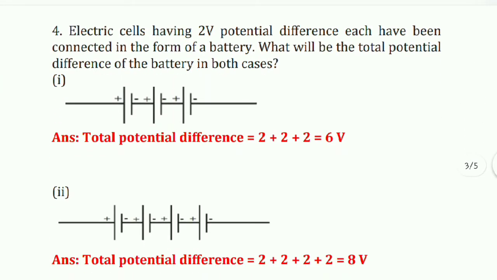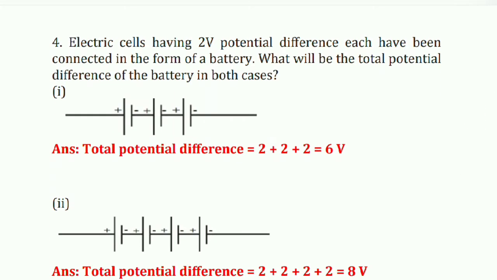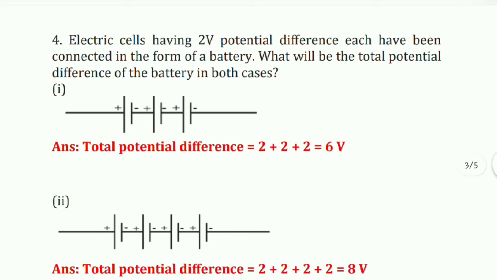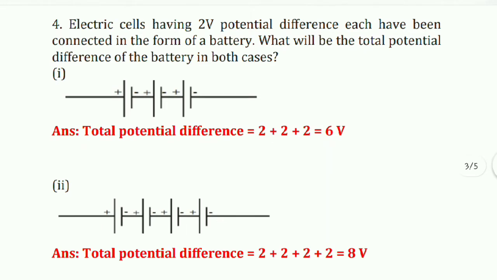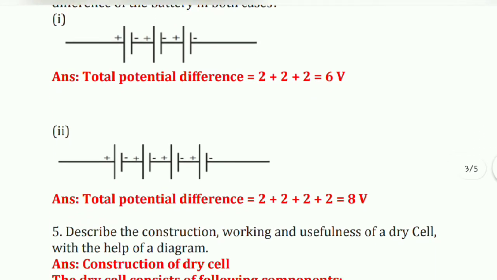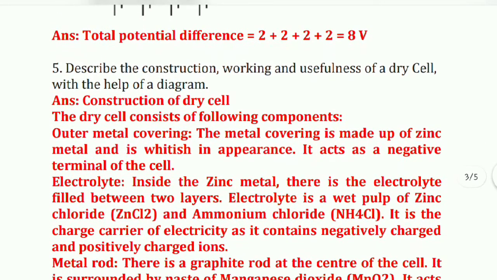Question number 4, electric cells having 2 volt potential difference each have been connected in the form of a battery. What will be the total potential difference of the battery in both cases? So you can see the images here. In the first image, total potential difference is equal to 2 plus 2 plus 2, that is equal to 6 volt. Okay. Then in the second one, again the potential difference, you can say 4 cells here. So 2 plus 2 plus 2 plus 2, that is 8 volt.